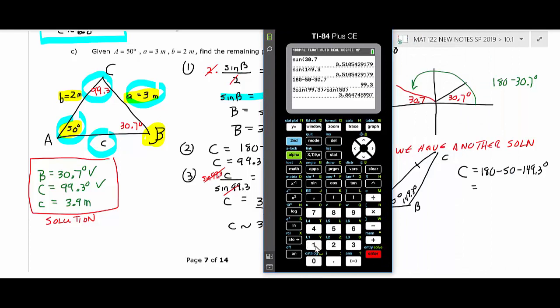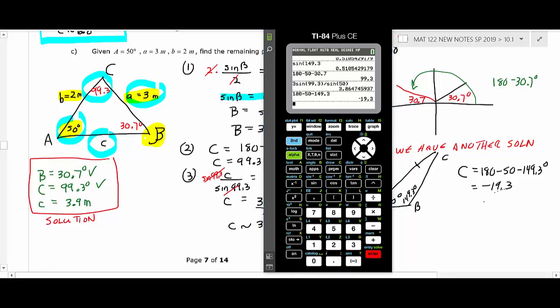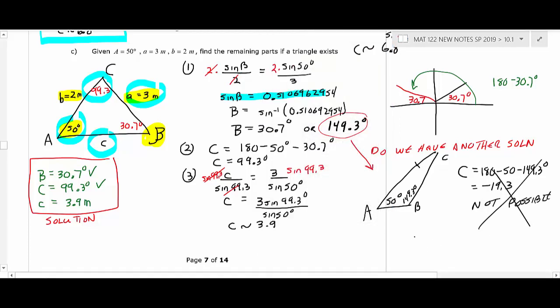Okay, let's do that then. 180 minus 50 degrees minus 149.3 is going to give me a negative angle. So negative 19.3 is not possible in a triangle, so that means we only have one solution. Okay, that's it. All right, so the only answer to the problem then would just be B is 30.7, C is 99.3, side C is 3.9 meters.